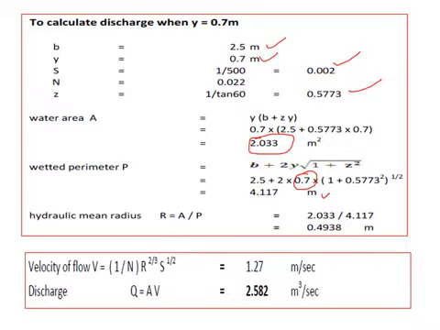Therefore the hydraulic mean radius is A by P, which is calculated. Then using Manning's equation, v is 1 by n r to the power of 2 by 3 s to the power of half. So you can calculate 1.27 meter per second, and hence the value of discharge when the depth of flow is 0.7 can be calculated, which is 2.58 meter cube per second.